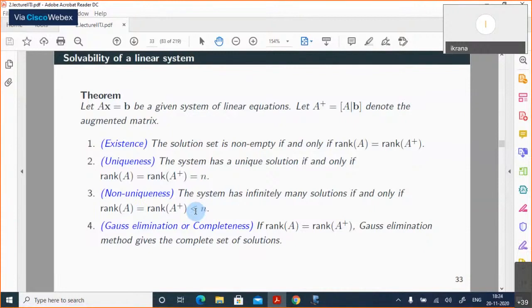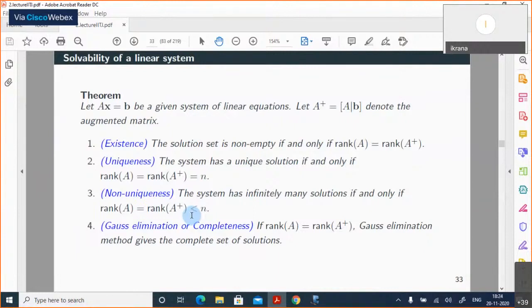So that means what? Say for example it involves two variables, then one of the variables can be given an arbitrary value and the other one can be computed. So essentially it says that if this rank r, which is the number of non-zero rows, is less than n, then there will be n minus r independent variables. And the variable which has the pivot is determined in terms of the non-pivotal variables.